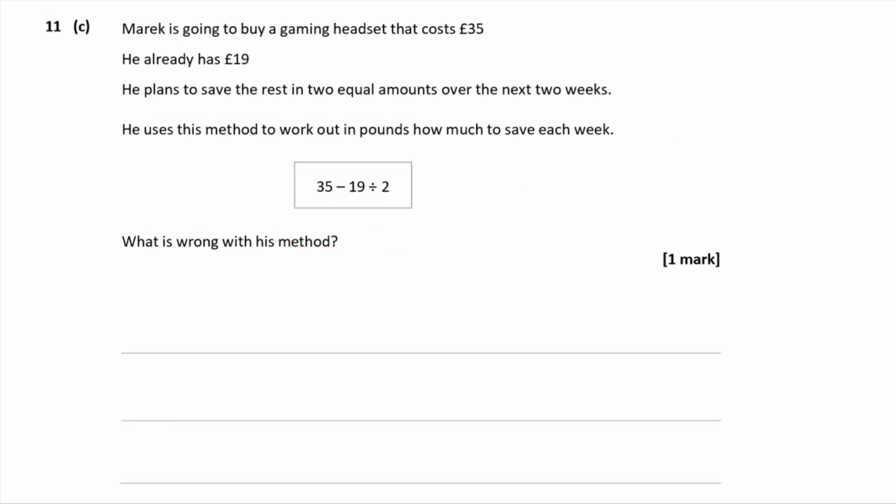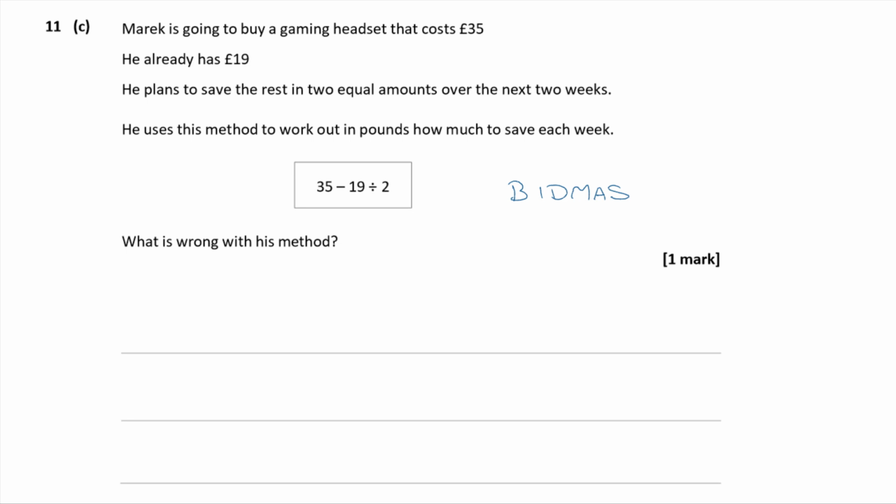Part C says Marek is going to buy a gaming headset that costs £35. He already has £19. He plans to save the rest in 2 equal amounts over the next 2 weeks. He uses this method to work out in pounds how much he needs to save each week. So he's got 35 pounds, he's going to deduct the 19 and then he's going to divide that by 2. What is wrong with his method? Well, Marek, you've made a mess of your order of operations. You should know about BIDMAS: brackets, indices, division and multiplication, addition and subtraction.